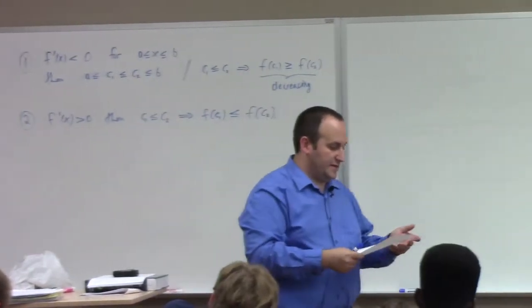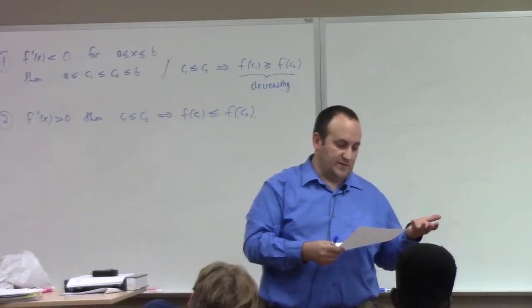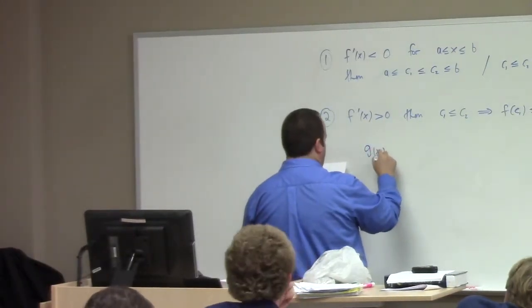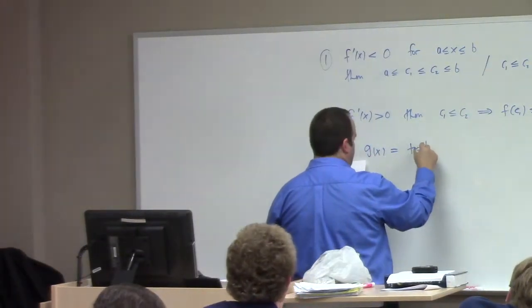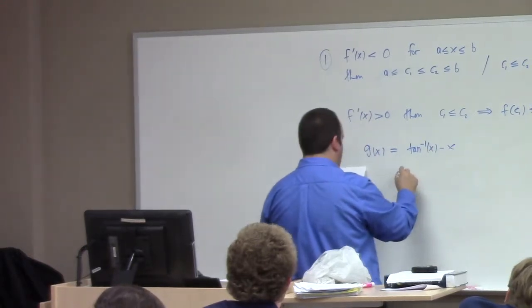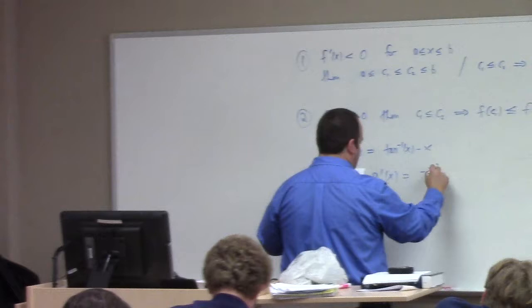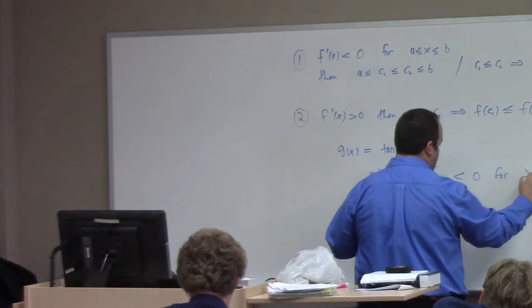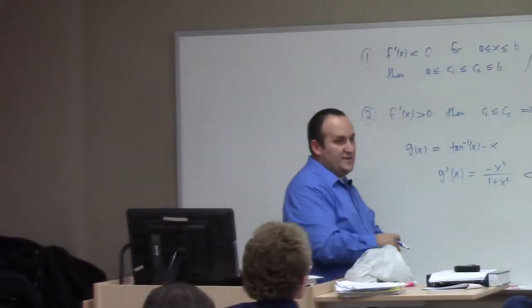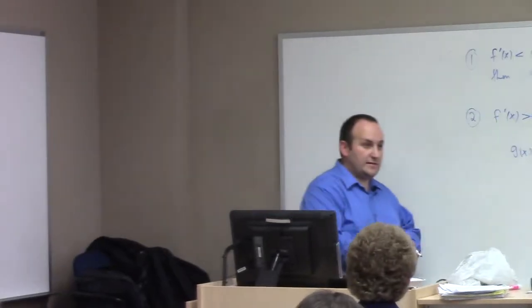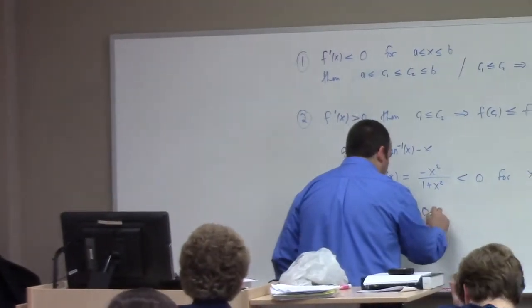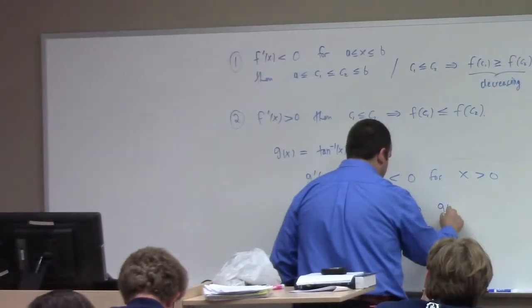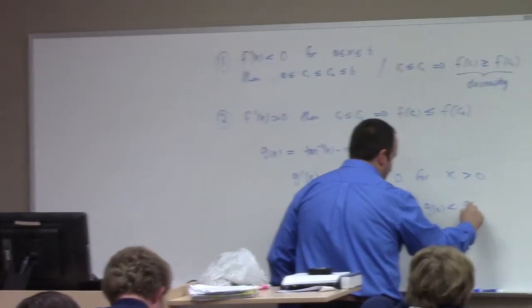Just a short calculation. If we define g of x equal to inverse tangent of x minus x, I show that g prime of x is minus x squared over 1 plus x squared. Well, that's clearly less than 0 for x greater than 0. So that means that g is decreasing from 0 to infinity. That means 0 less than x, for x positive, so that implies that g of 0 is less than g of x.